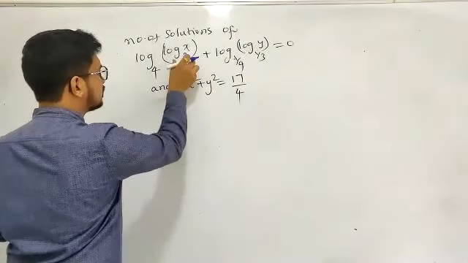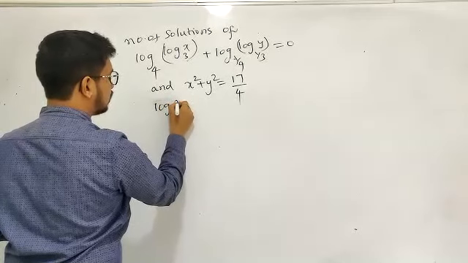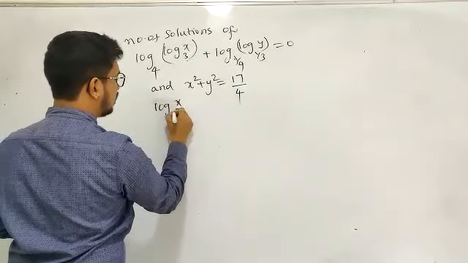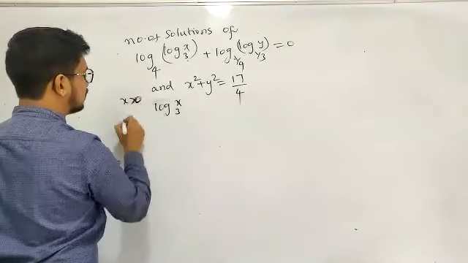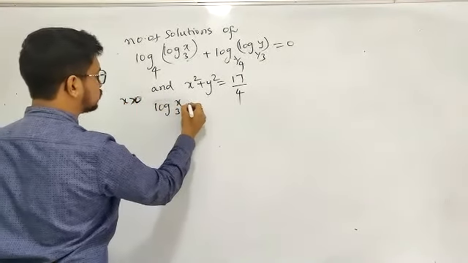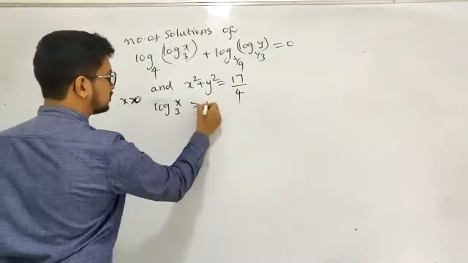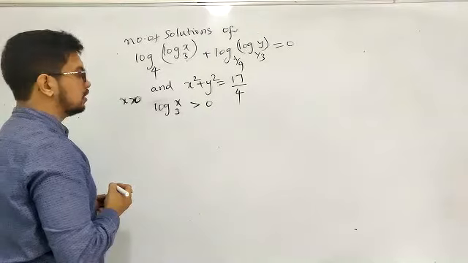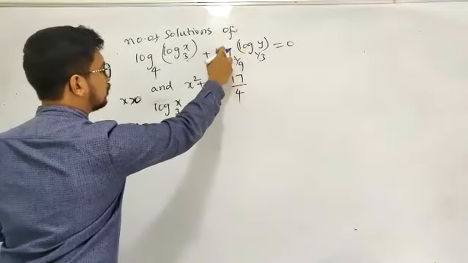Basic thing is this part, and basic thing is something like log x base 3. x is greater than 0, and log x base 3 has to be greater than 0. Right?